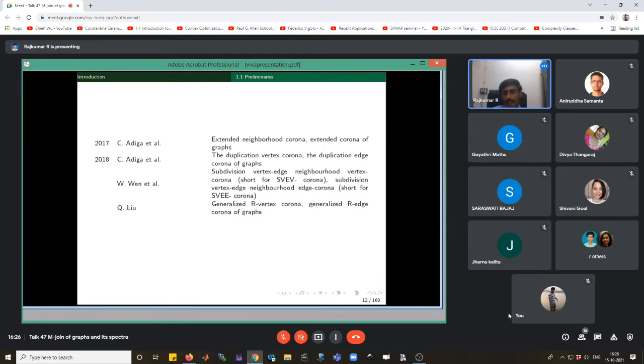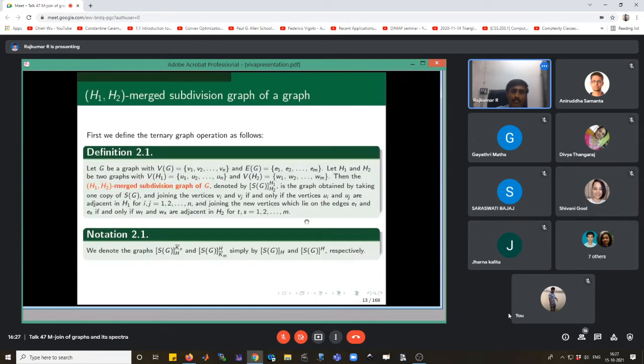So up to now, these are all the variants of join of graphs and corona of graphs defined in the literature. What we have done is generalize all these notions, all these graph models, by introducing this M-join and M-generalized corona. So now we start our work. I am going to present the work done by us.